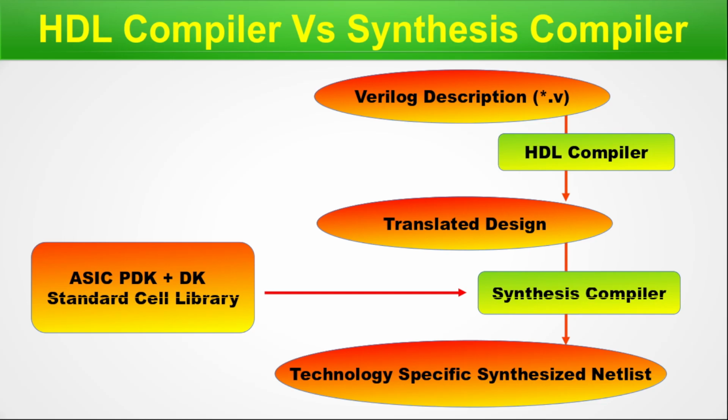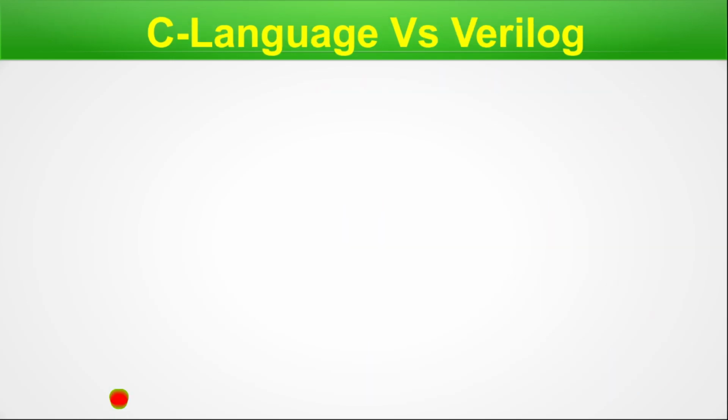Now at the next stage, once you add the PDK and DK in the synthesis compiler, there you add the technology data, and the next level of realization is the technology specific synthesized netlist. So this is the difference between the HDL compiler and the synthesis compiler. So here the short and sweet difference is explained to you. Hope you have grasped the meaning. And with that note, let's move on to the next slide.